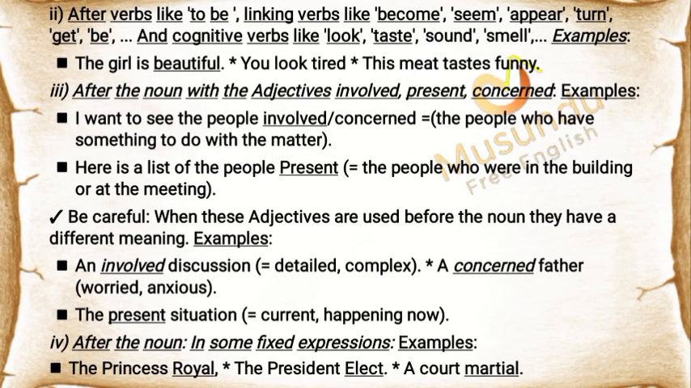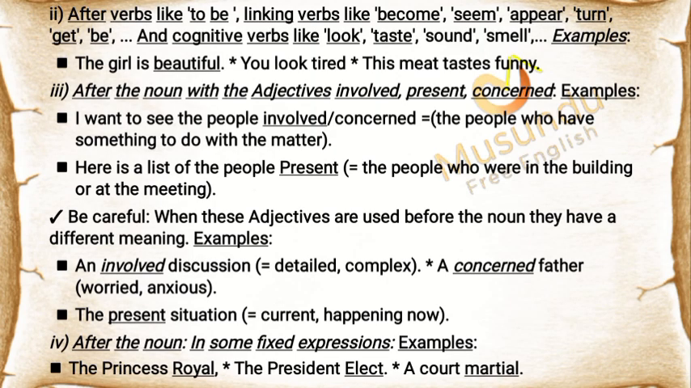2. After verbs like to be, linking verbs like become, seem, appear, turn, get, and cognitive verbs like look, taste, sound, smell, etc. Examples: the girl is beautiful. You look tired. This meat tastes funny.